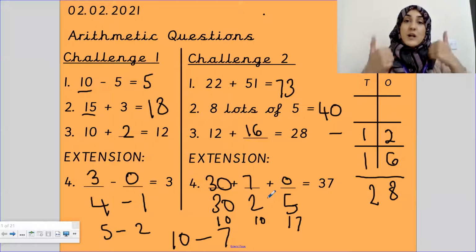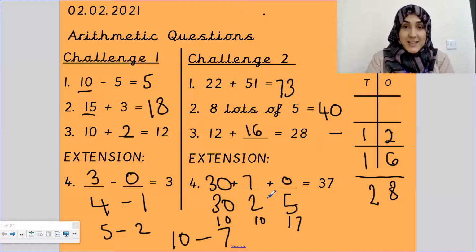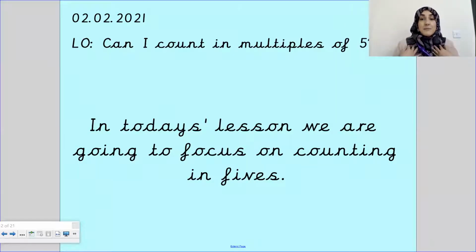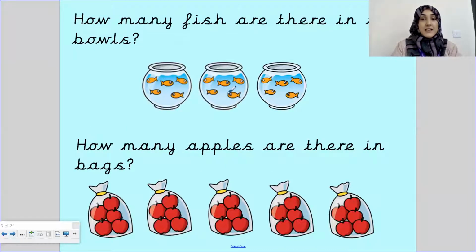Okay, Morris class, well done for working so hard on your arithmetic. We are now going to move on to our main part of the lesson, starting with our learning objective, which is, can I count in multiples of 5? Can I count in multiples of 5? Fantastic. So we are going to be focusing on counting in our 5s in this lesson. So you have some fish bowls in front of you. And there are 5 fish in each bowl.